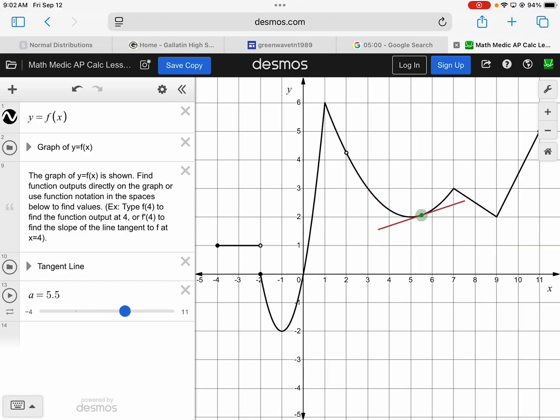Now notice this point right here, it doesn't do that. What's the difference between this point right here at 5 and this point up here at 7? Yeah, how sharp the turn is. So when I get up here at 1, I've got this really sharp turn, but if I'm over here at negative 1, it's not a sharp turn.